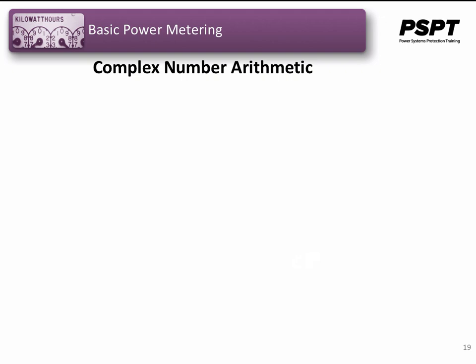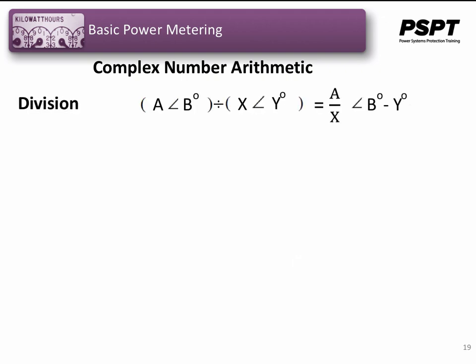Division of polar form complex numbers is also very easy. You simply divide the polar magnitude of the first complex number by the polar magnitude of the second complex number to arrive at the polar magnitude of the quotient, and subtract the angle of the second complex number from the angle of the first complex number to arrive at the angle of the quotient, as in these examples.